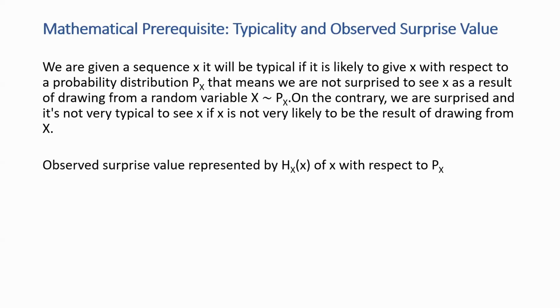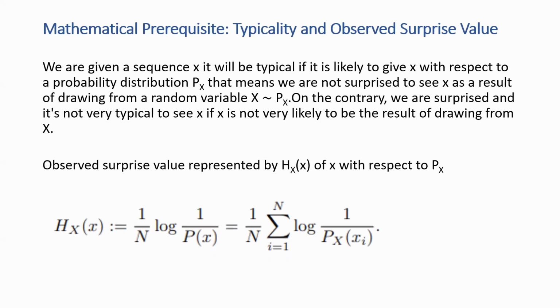Now, I will show you the observed surprise value mathematical formula. It is represented by capital H and it's with respect to probability distribution Px. So here's the mathematical formula of observed surprise value. Here, the capital X is a random variable over an alphabet with distribution Px, and N is the number of times X is drawn from random variable X independently.